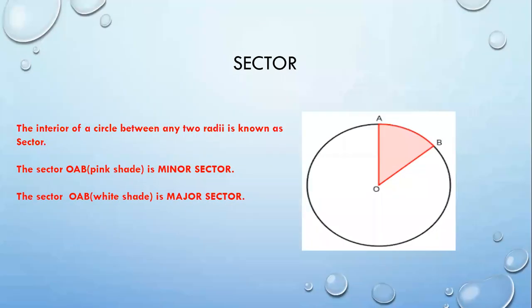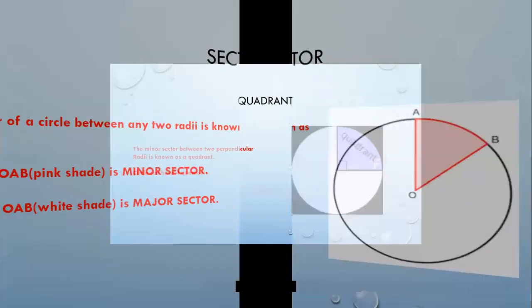Next one is sector. The interior of a circle between any two radii is known as a sector. If you draw two radii, then the interior part between the two radii, here you can see the pink shade, is a minor sector, while the white shade is a major sector. So sector OAB, pink shaded, is a minor sector, while OAB white shaded is a major sector.